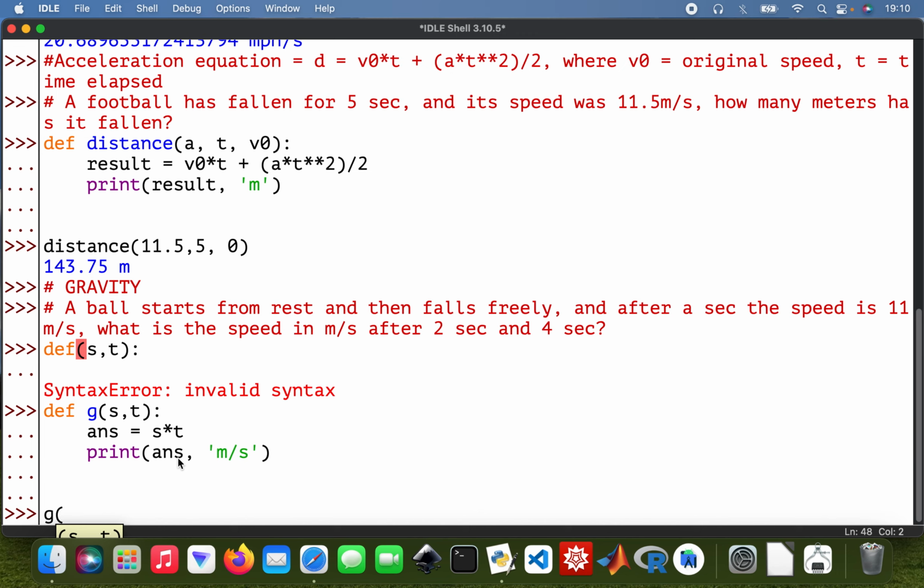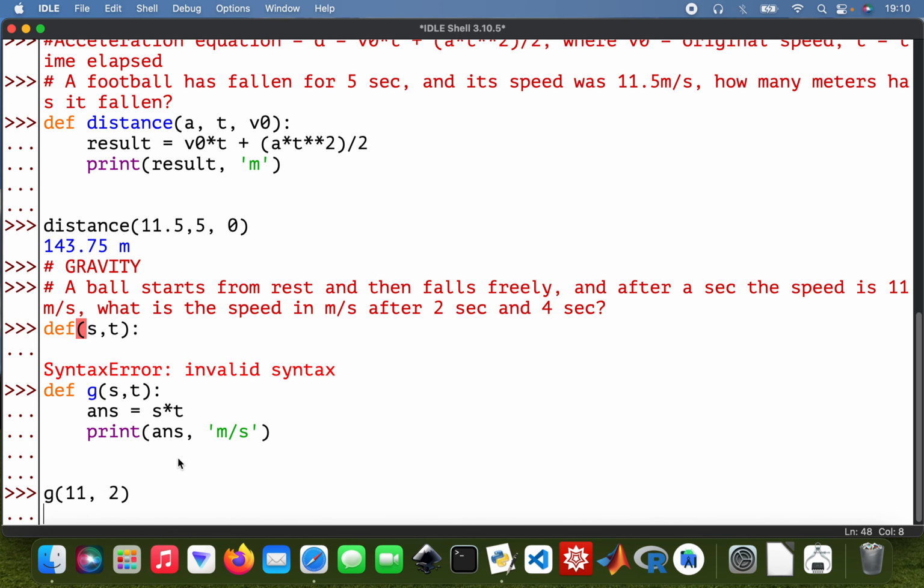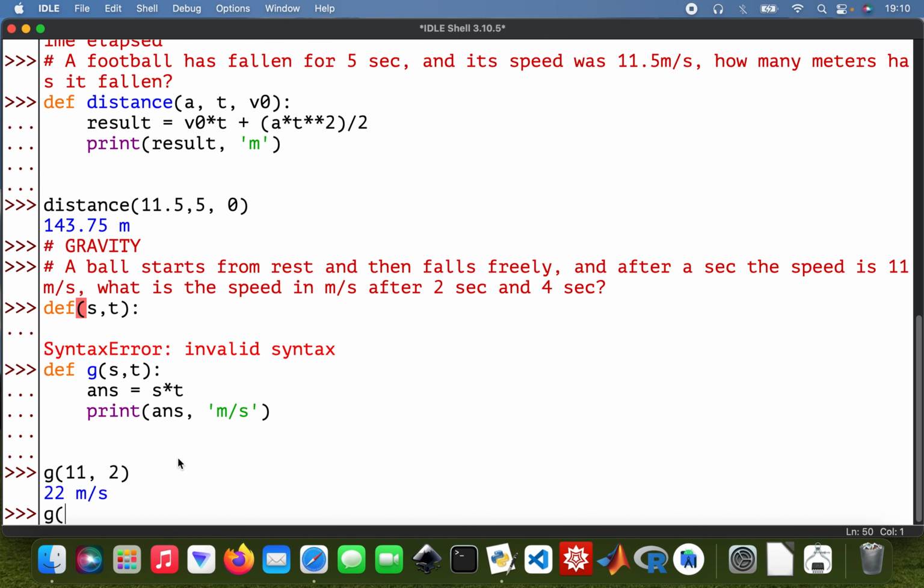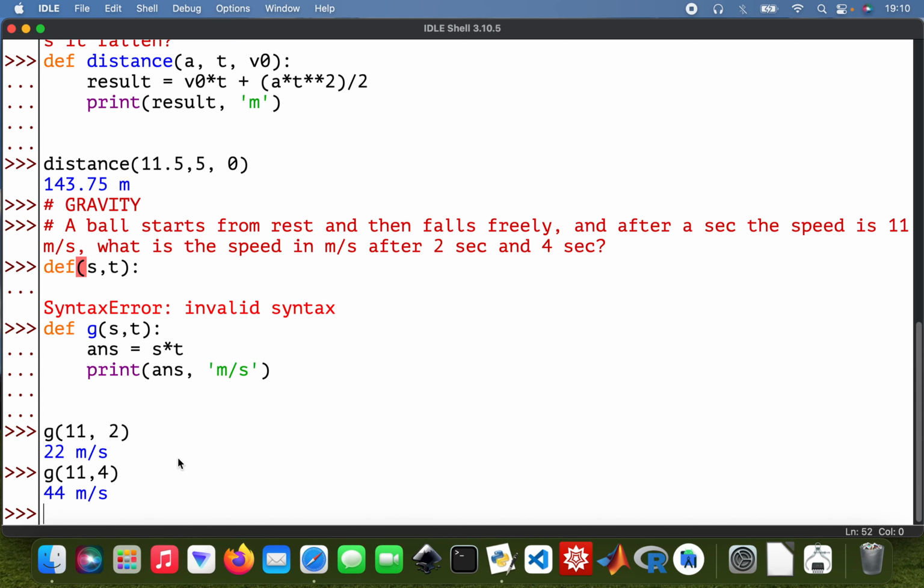Okay, cool. So for g there, calculating that, 11 and 2 for the 2 seconds, and then obviously it's pretty obvious, it's just doubling that, so 11 and 4. Cool. So 44 meters per second.